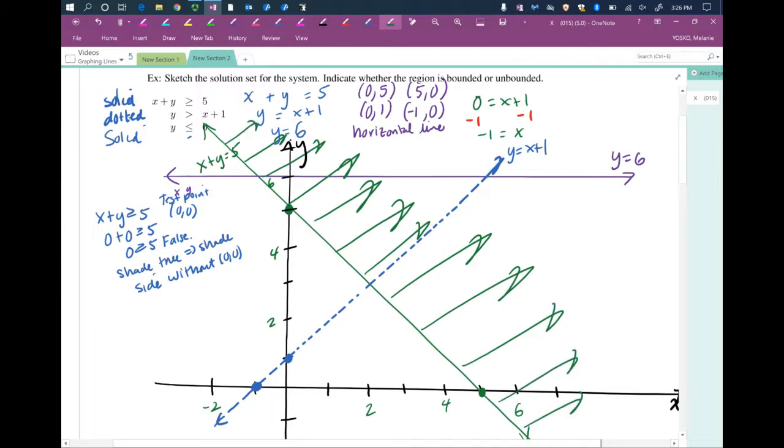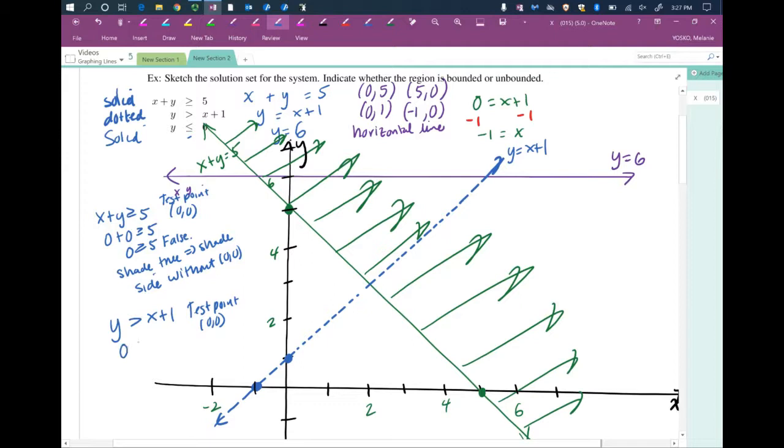Okay, now we test the next line. So the next line is y is greater than x plus 1. So let's check that one out. Here's y equals x plus 1. Notice 0, 0 is not on that line. So I'm going to use the same test point because it's easy. I'm going to use my test point of 0, 0, which means x is 0, y is 0.